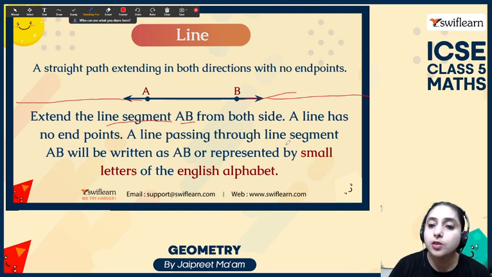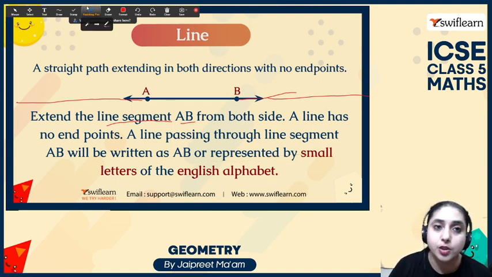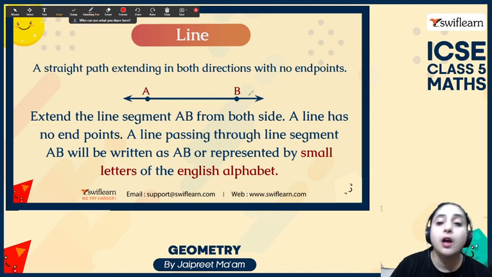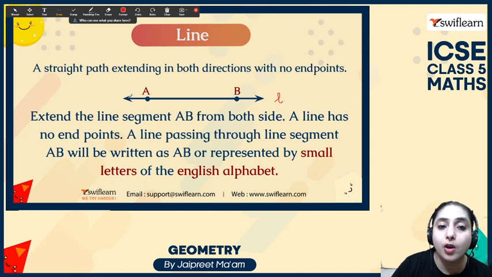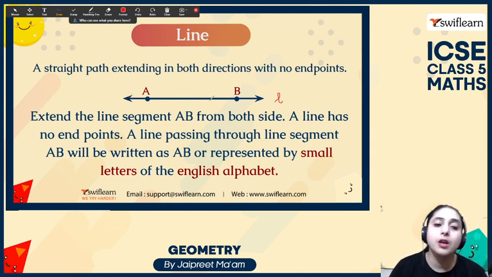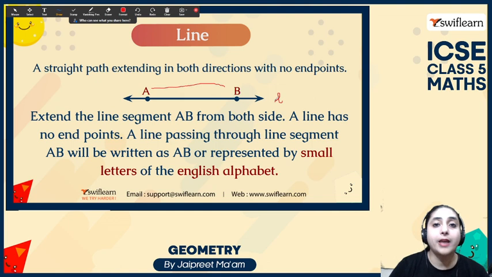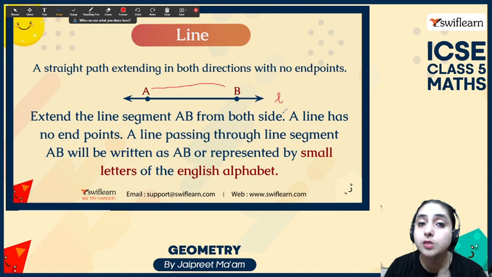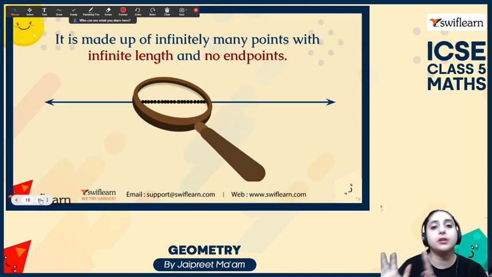A line passing through the line segment AB will be written as line AB or represented by a small letter of the English alphabet. Mostly we denote a line by a small letter, for example L. So usually we don't call this AB, because AB is our line segment, and we have extended it in both directions. So we always denote a line by a small letter. It's important and you have to remember these things.